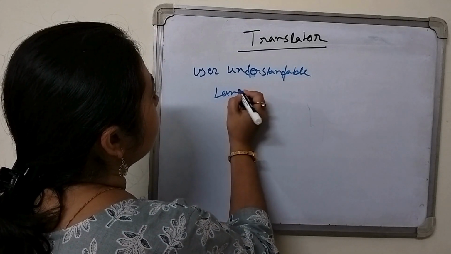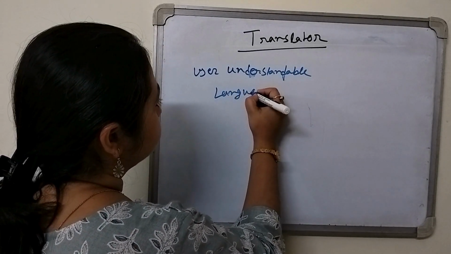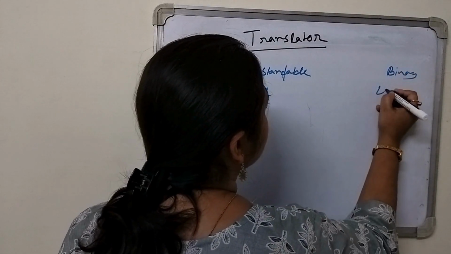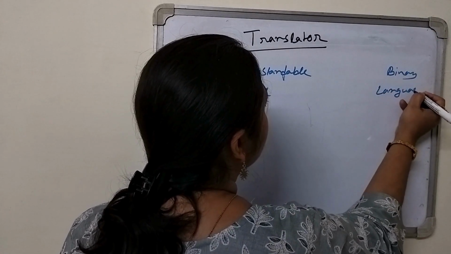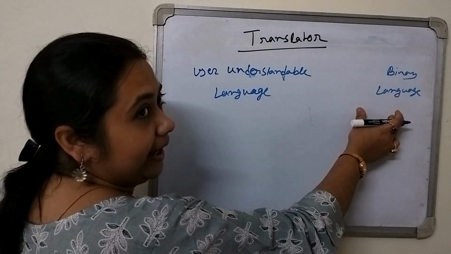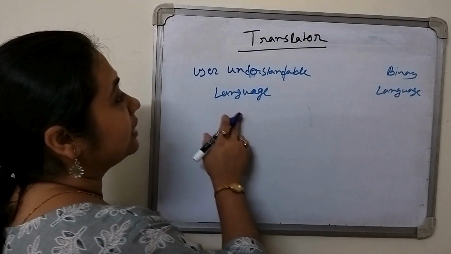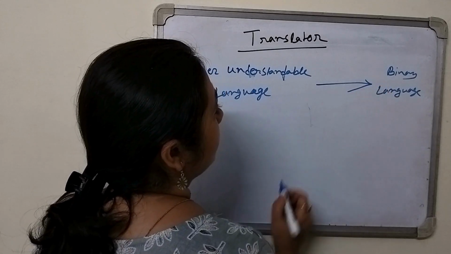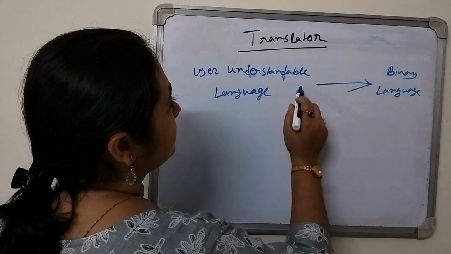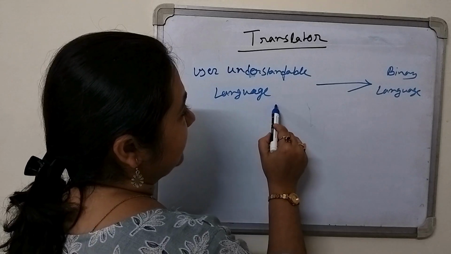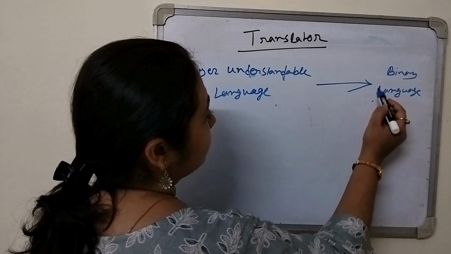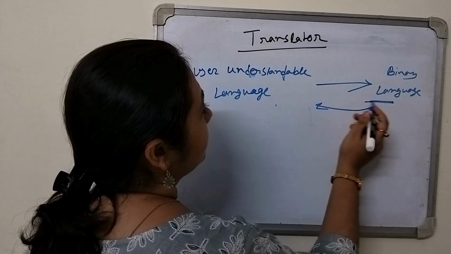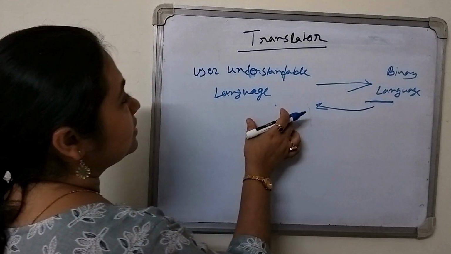So this is the user understandable language, and this is the binary language. What will happen? The user doesn't know the binary language and the computer doesn't know the user understandable language. So we need an interpreter here. It will convert the user understandable language to the binary language. Once it is understood, it will convert the binary language back into the user understandable language.